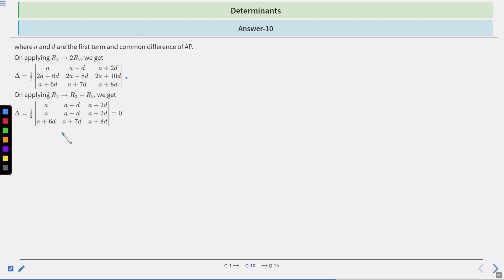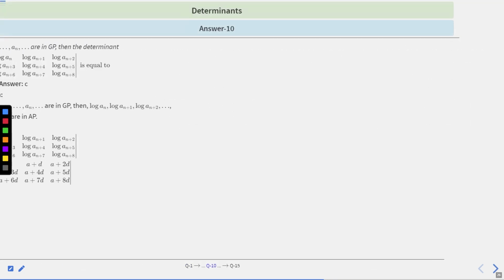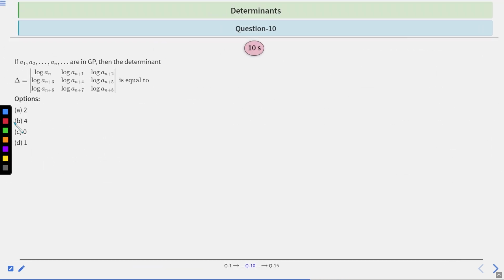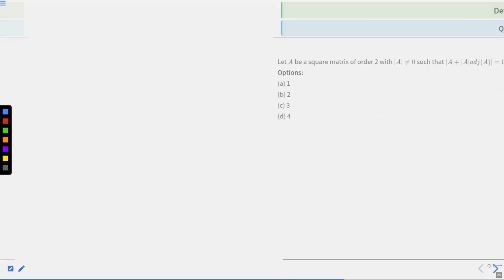Clear? And after that, you will see that the determinant value of this matrix will be 0, right? Because R1 is equal to R2. So determinant value will be 0. So I think option C is the right choice. Clear? Let's move to the next part.